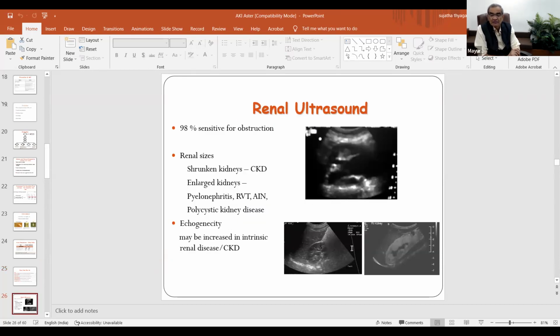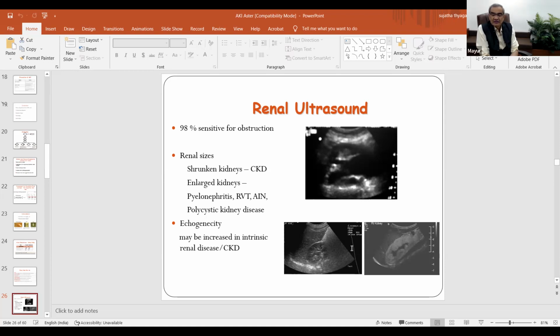Ultrasound is useful to pick up obstructive uropathy, and then the management is totally different. Unless you clear the obstruction or bypass the obstruction, you won't be able to bring out the child. So to rule out obstruction, but also the renal size per se. If you come across chronic, small contracted kidneys, then you may have to think, is it AKI or is it acute on chronic kidney injury? So in that way, the kidney size is crucial.